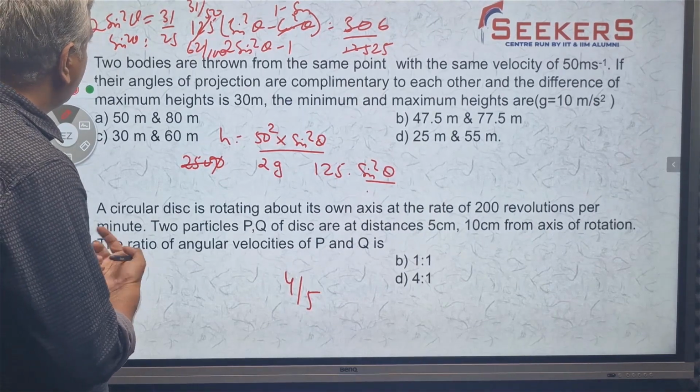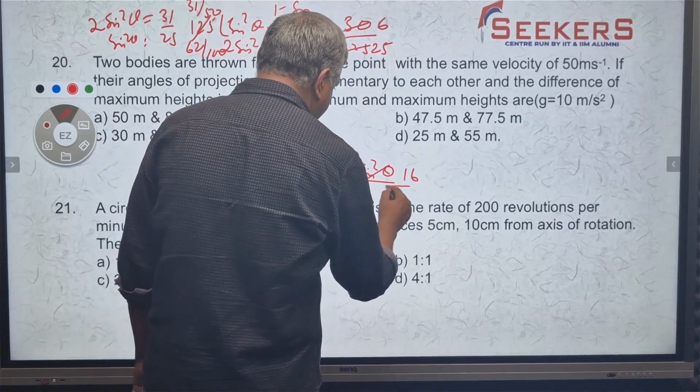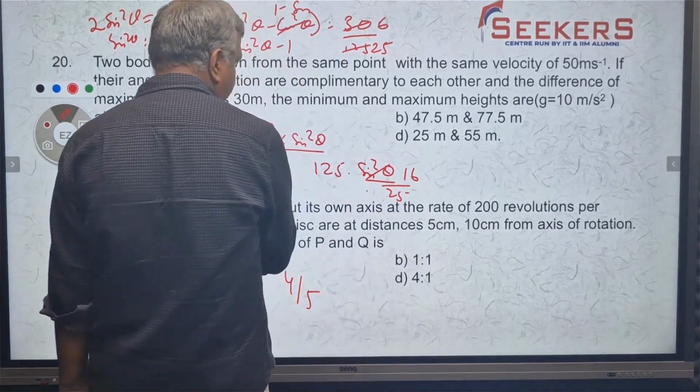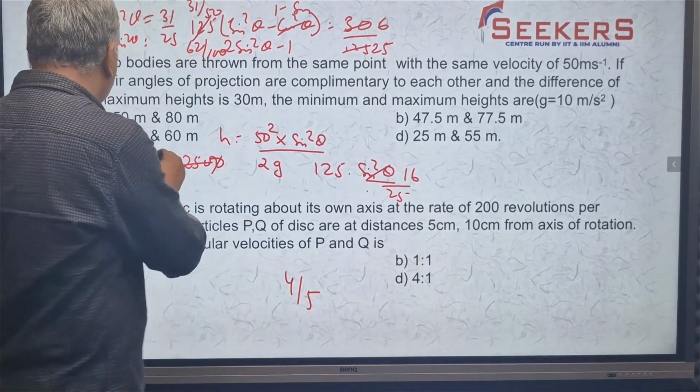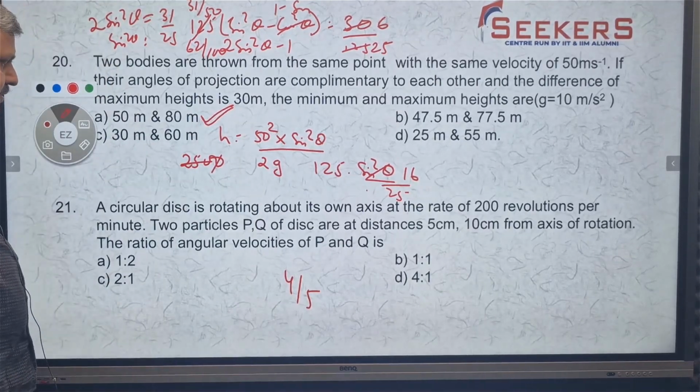So if sine theta is 4 by 5, then what will I get? 125 into 16 by 25. So 80 is one number. So 80 is one number. So I'll go for this one. Okay.